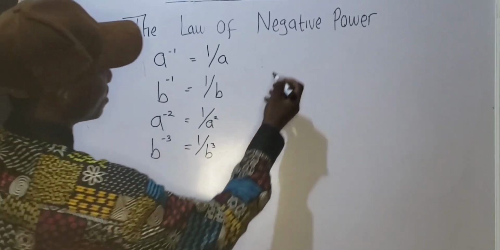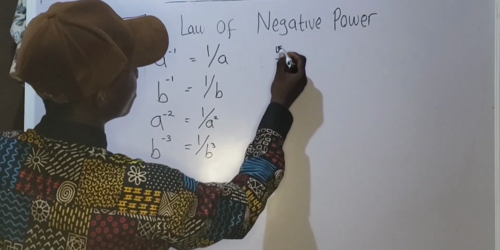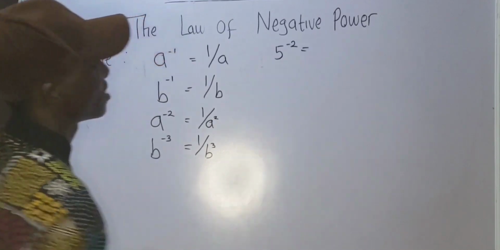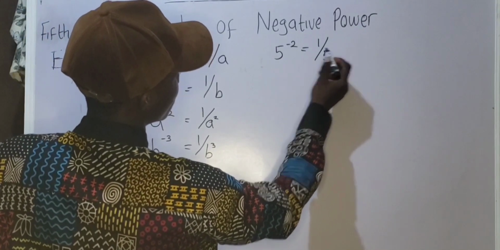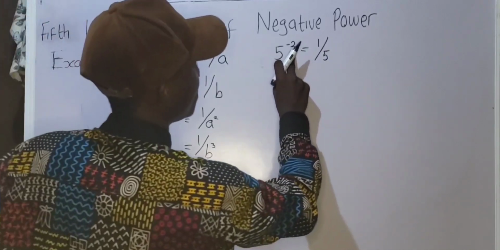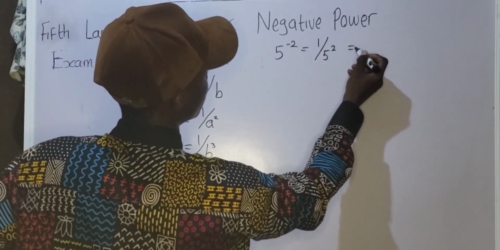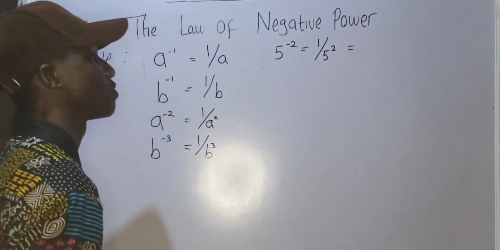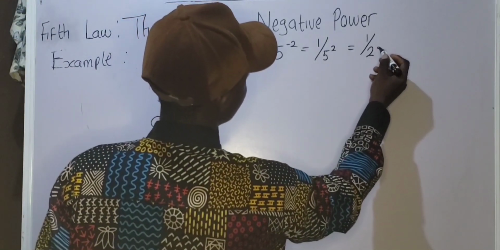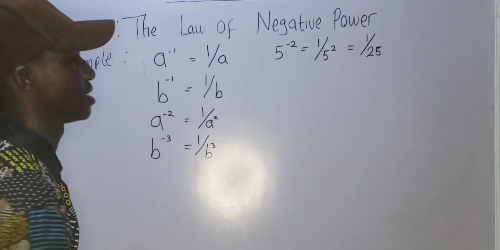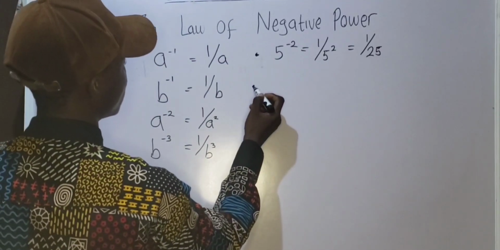So let's try this. If we have 5 raised to the power of -2, what's the answer? This will be equal to 1 over 5 raised to the number that we have here. So I'm going to have 1 over 5 raised to the power of 2. 5 raised to the power of 2 is 5 times 5. So for this, we are going to have 1 over 25. Do you understand? Now let us attempt this.